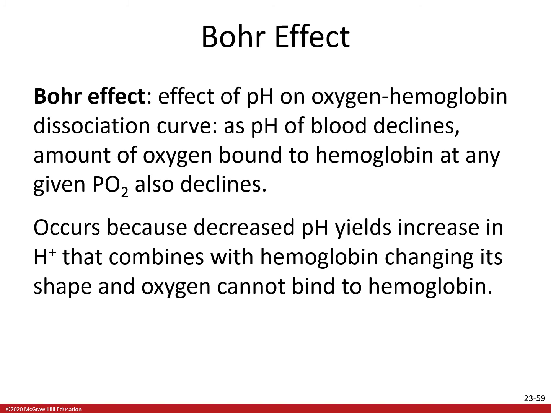It occurs because decreased pH yields an increase in hydrogen ions that combine with hemoglobin, changing its shape to where oxygen cannot combine. It cannot bind to hemoglobin.